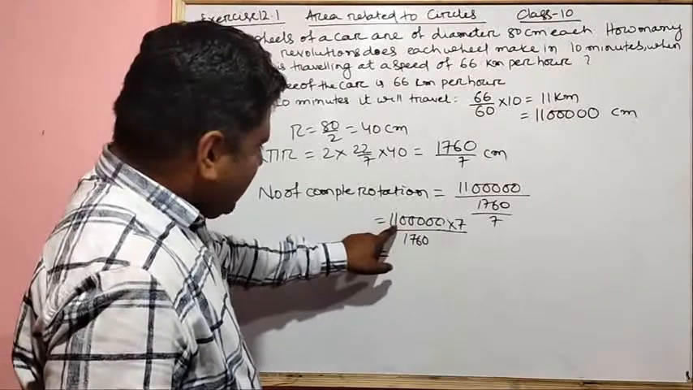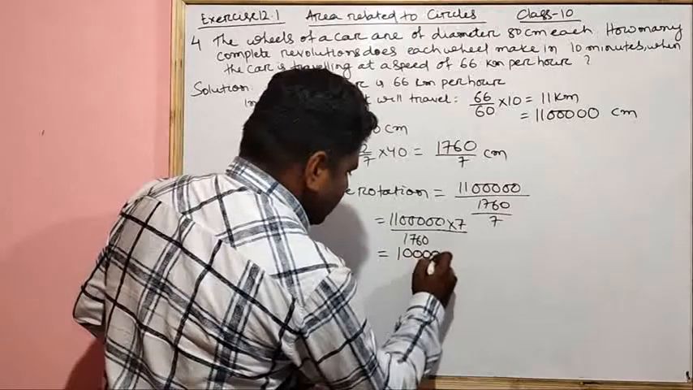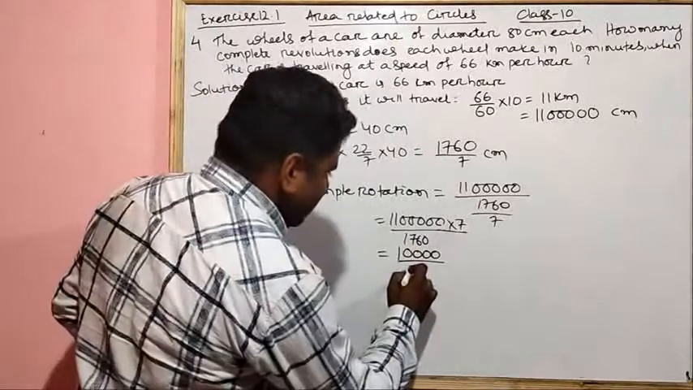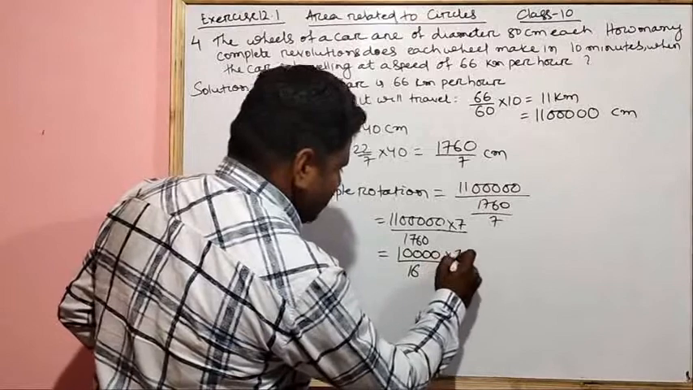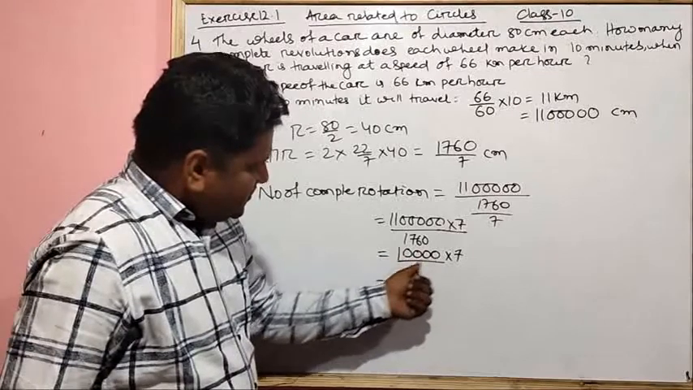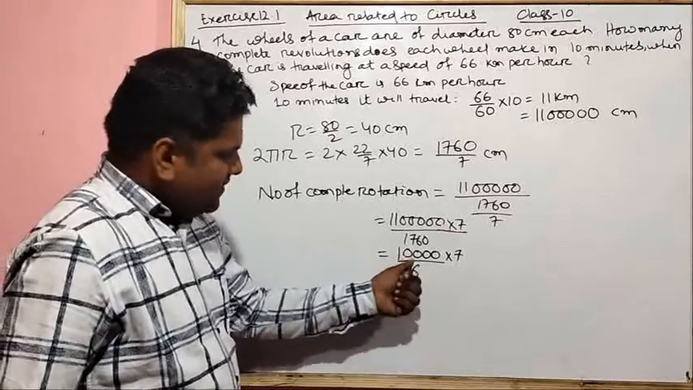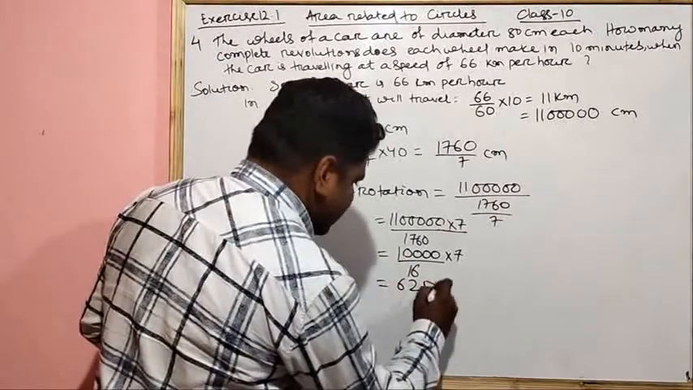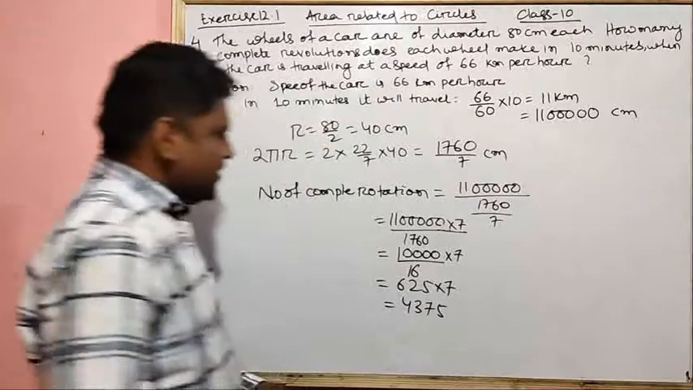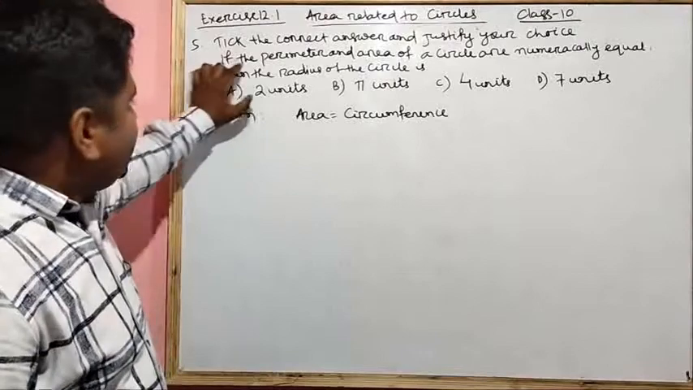When it is divided by 11, it will be 1,000,000 by 11, and 11 by 11 gives 16 into 7. Now here we have 1,000 divided by 16. The 2s are cancelled, the remaining is 5 and 5. It will be 625 into 7 equal to 4375. So the number of revolutions is 4375.